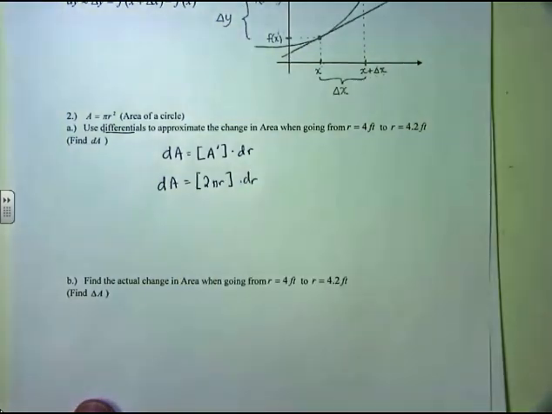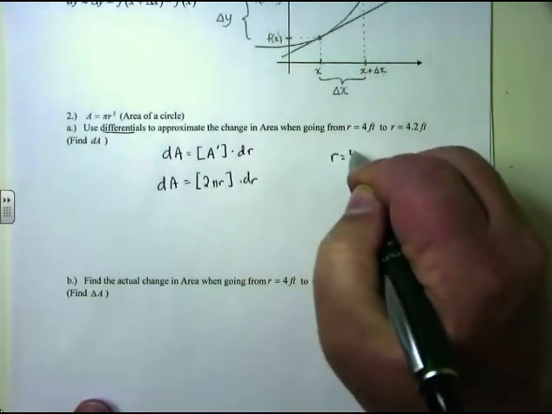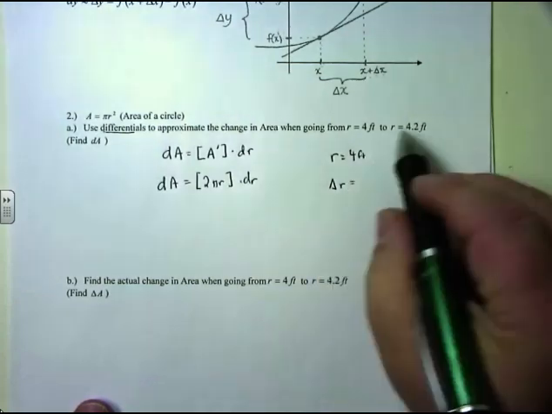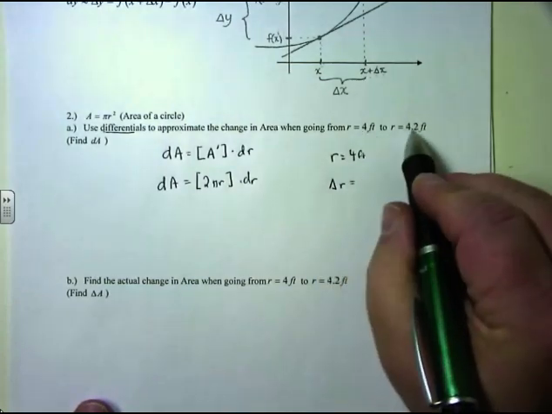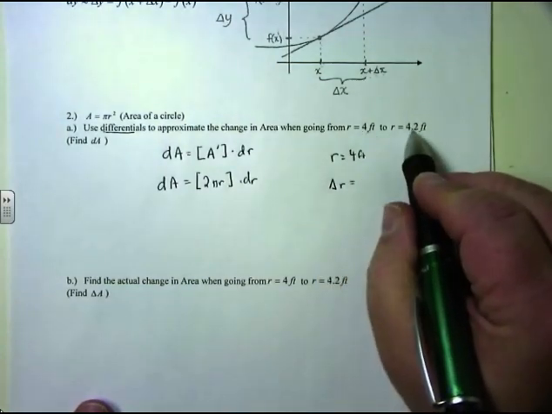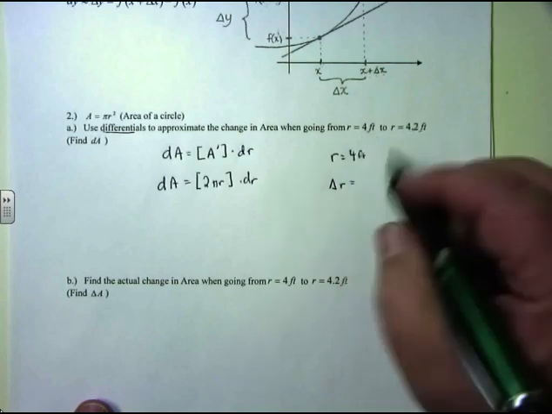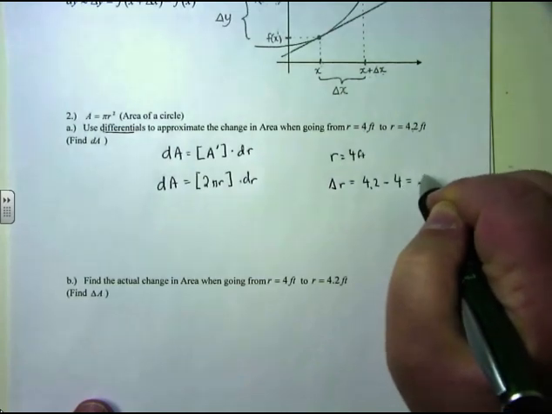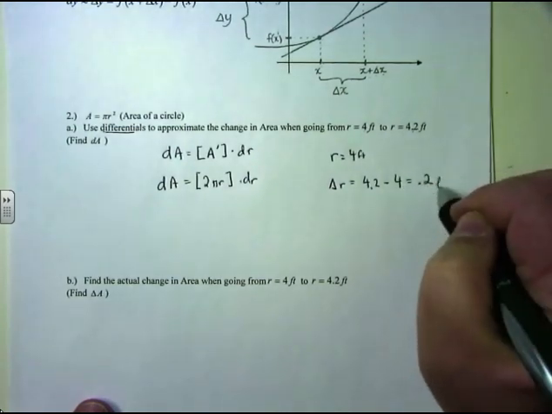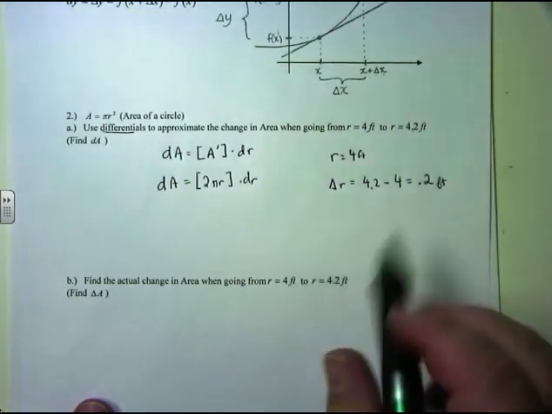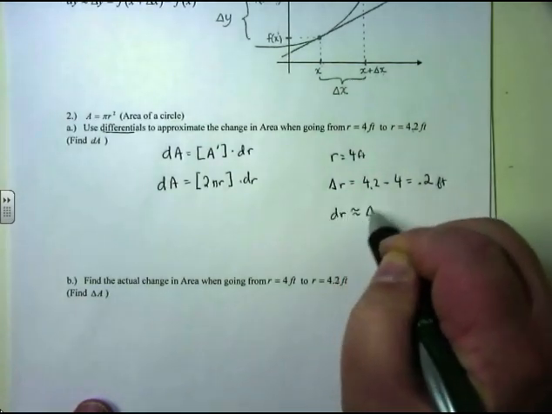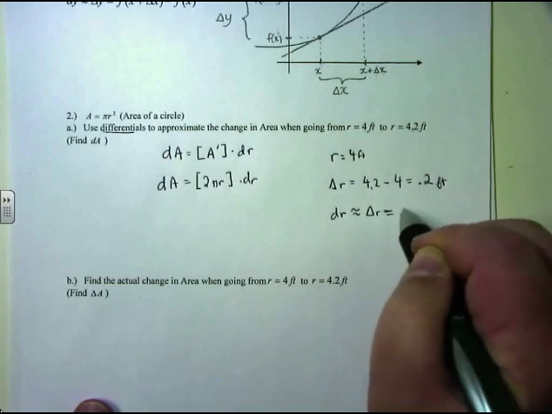This is your differential. So now, your r is fixed at 4 feet. What would the change in r be if I'm going from 4 to 4.2? Well, to calculate the change in r, that is the end minus the beginning, or in other words, 4.2 feet minus 4 feet, which is equal to 0.2 feet. That's your change in r. And remember, dr is approximately delta r, which is equal to 0.2 feet.